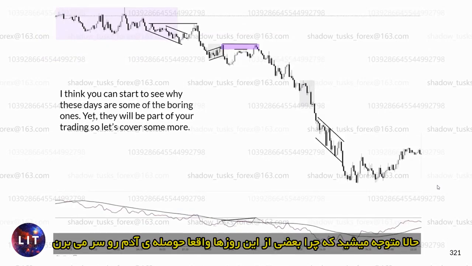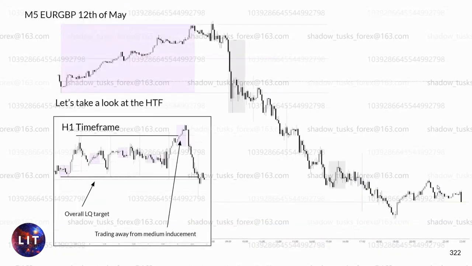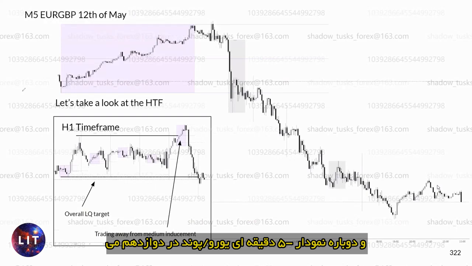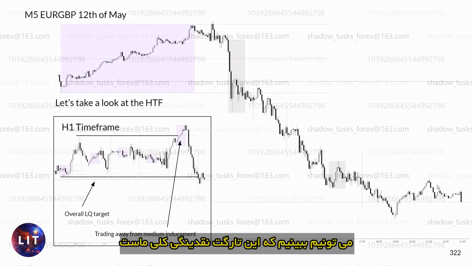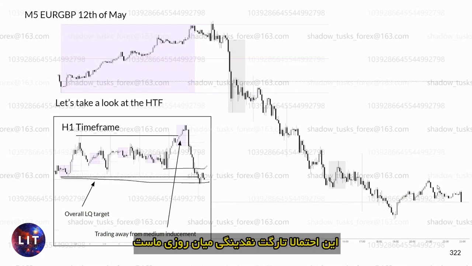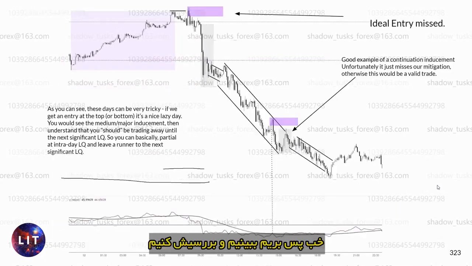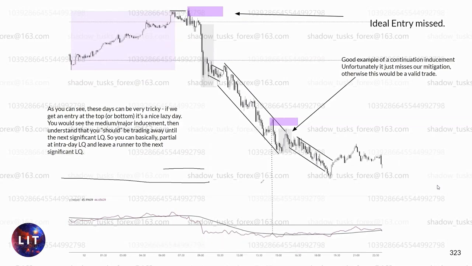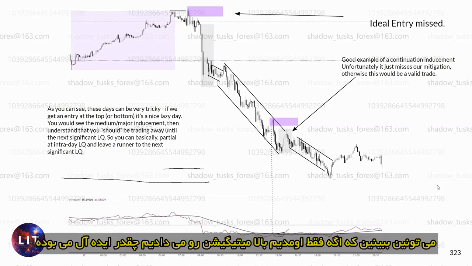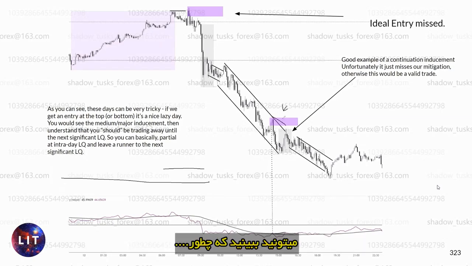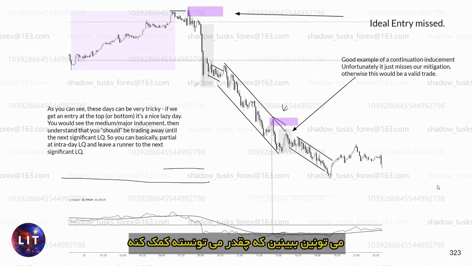Like I said, you see why some of these days are quite boring. Okay, and again, M5 EUR/GBP, 12th of May, trading away from the medium inducement. We can see this is our overall liquidity target. This is likely our intraday liquidity target. So let's see, and let's go over it, right? You can see how this would have been ideal if we just came up and gave the mitigation. You can see how helpful this would have been.